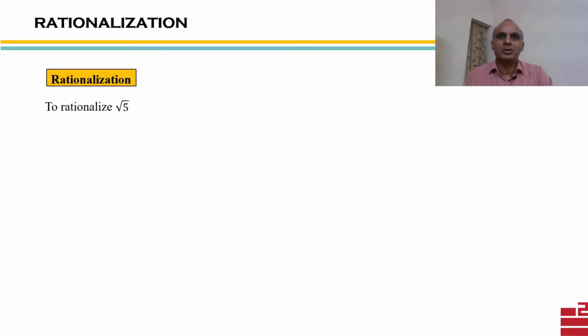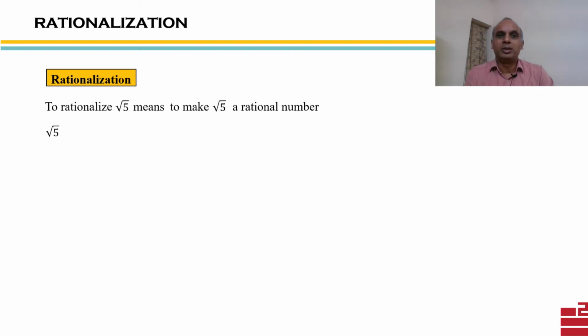If we are asked to rationalize something like root 5, what do we mean by that? To rationalize root 5 means to make it a rational number. But we already know that root 5 is an irrational number. So how do we make it a rational number? We have to multiply it by some number so that the result is a rational number, and that's what we mean by rationalization. So to rationalize root 5 means to make it a rational number.